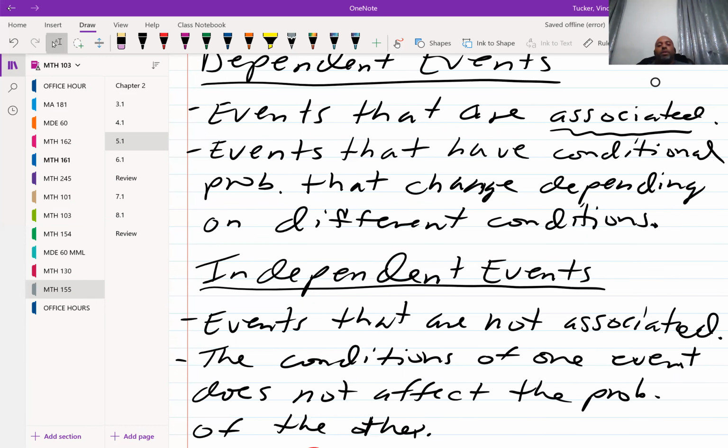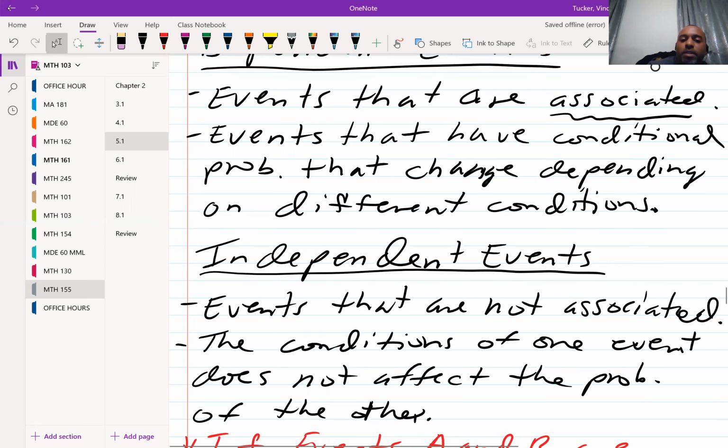And so independent events, events that are not associated. The conditions of one event do not affect the probability of another. How's everybody doing? Dependent.